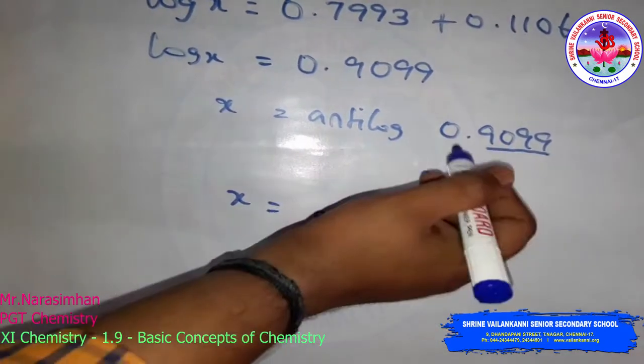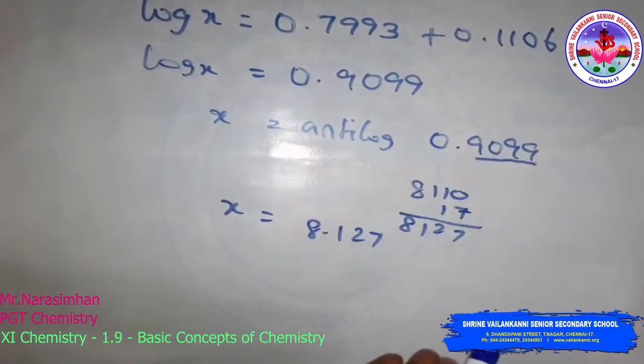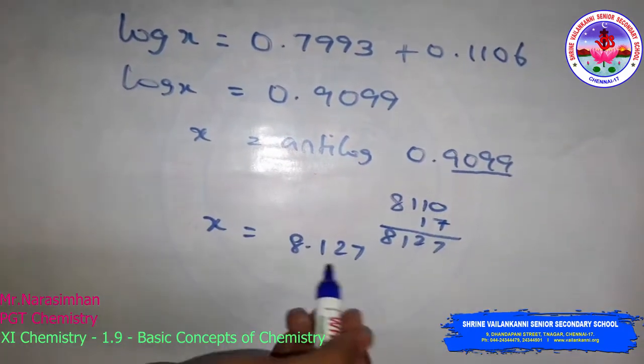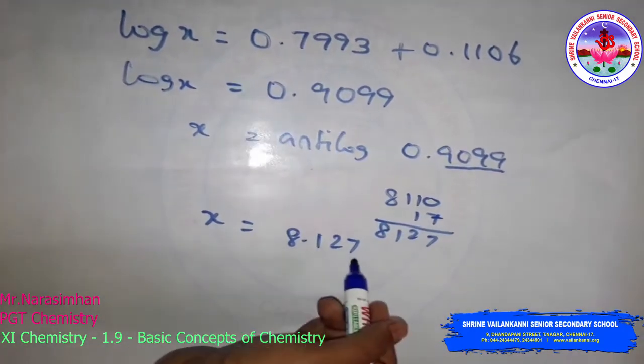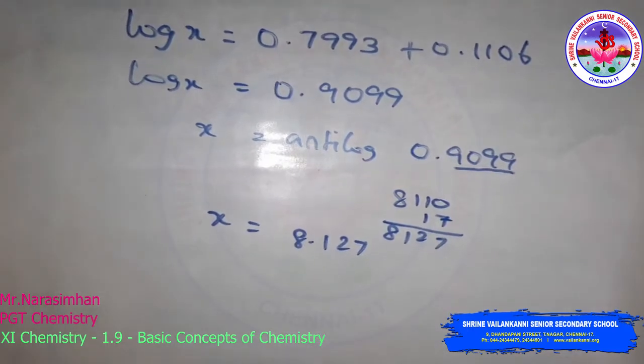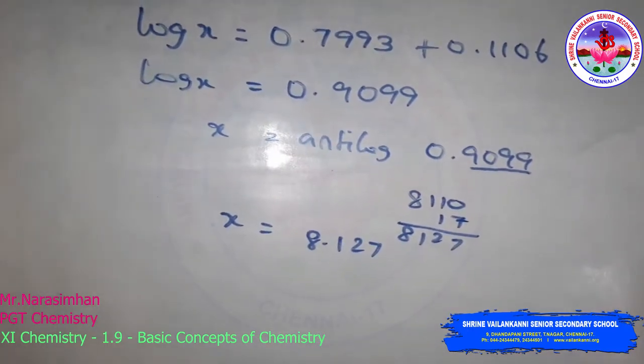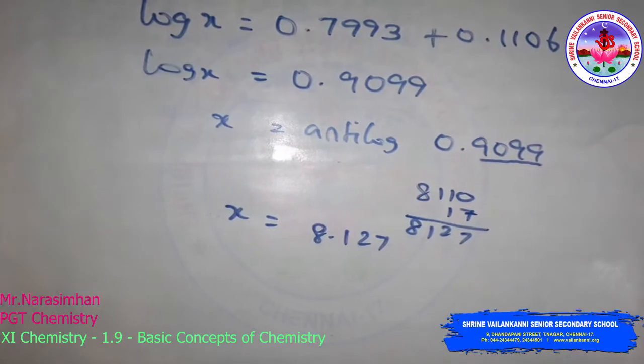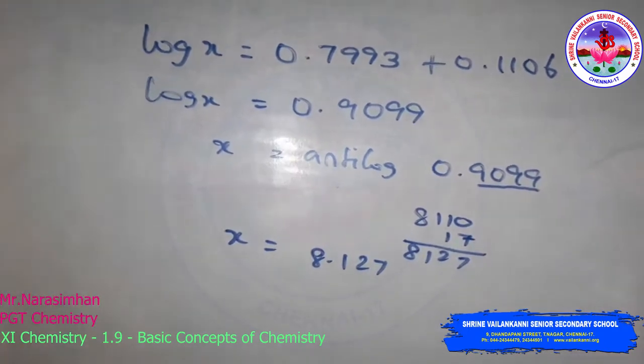So x is equal to 8.127, and 10 power 0, which is 1, so you can leave it. The x value 8.127 is the correct answer. Then we can see one more example.